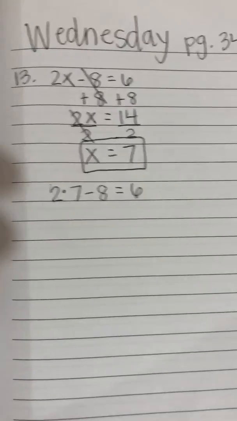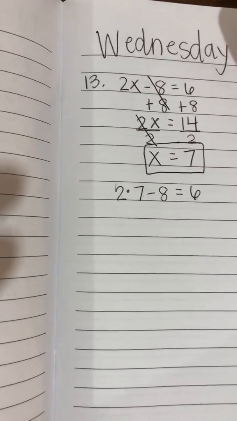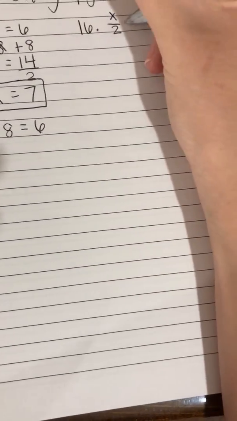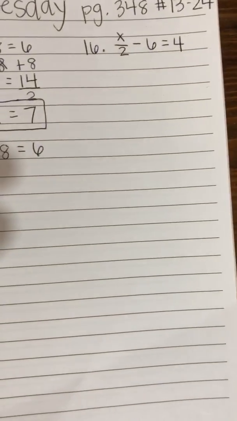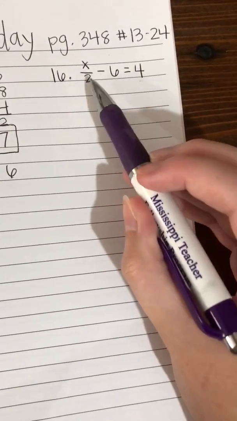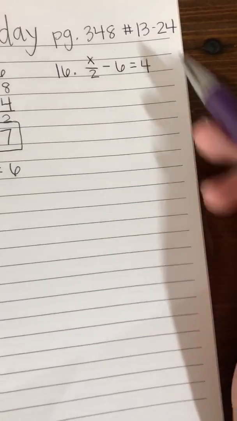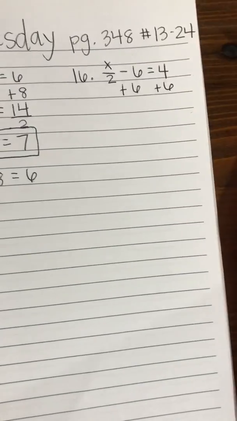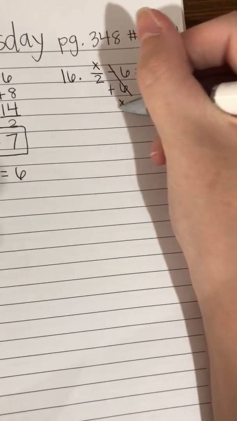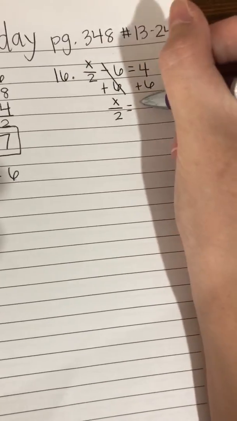All right, next I'm going to do number 16. Let's skip around a little bit. Number 16 says x over 2 minus 6 equals 4. Okay, there's nothing to do on the side without the x. So now I'll go to this side. The opposite of subtracting 6 is adding 6. If I do it to one side, I have to do it to the other. These cancel out. So I have x over 2 equals 10.